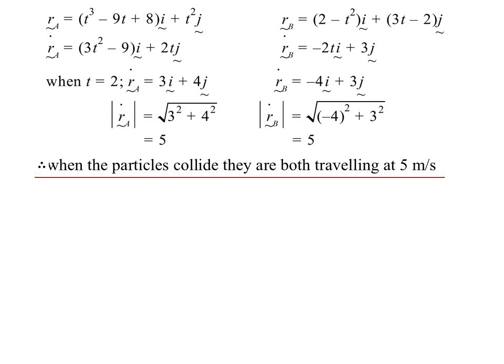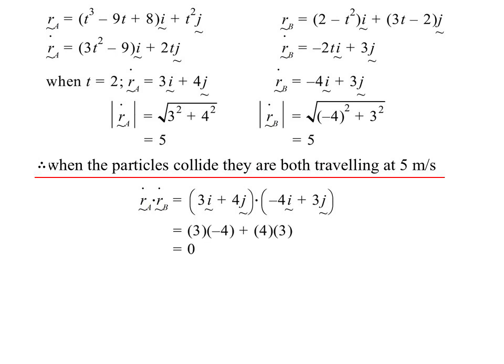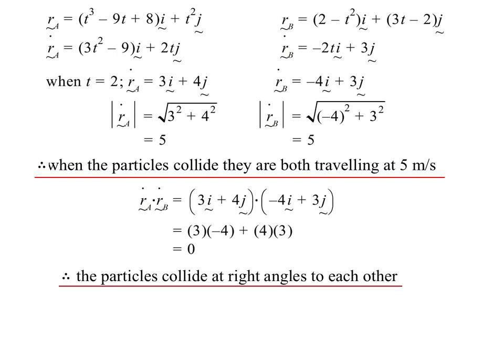Okay, we've got that. But the other thing was we wanted to show they hit at right angles. But because I'm using vectors, that makes life nice and easy because I can just use the dot product. We know if the dot product's equal to 0, the vectors are at right angles to each other. Use the dot product, sure enough, we get 0. So yep, there's the final part of that problem. They do collide at right angles as well.